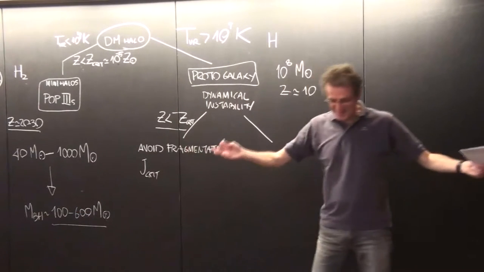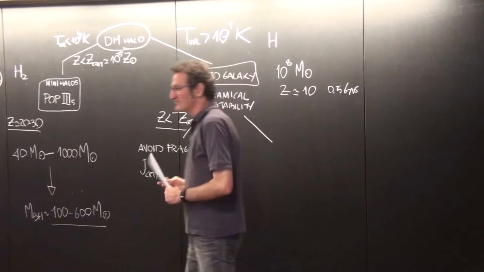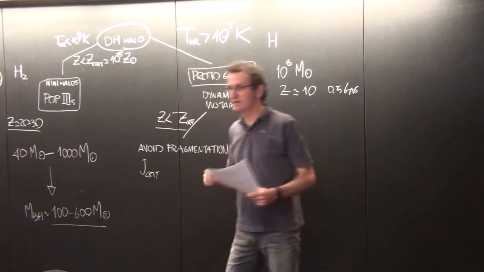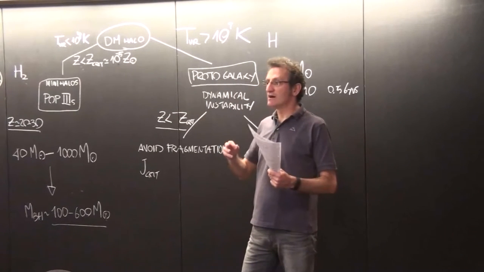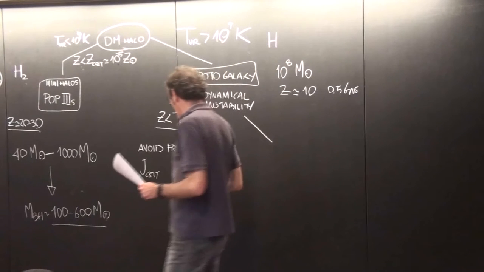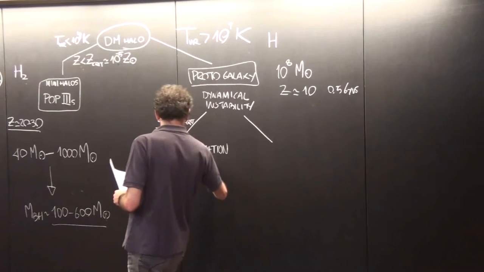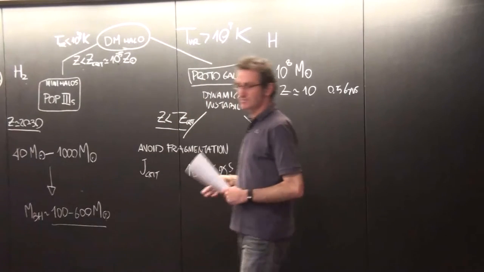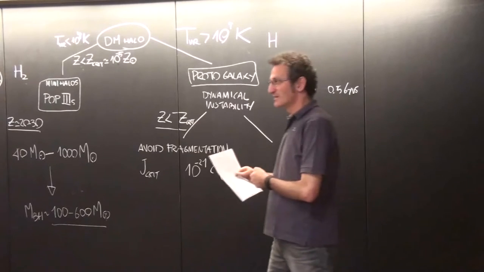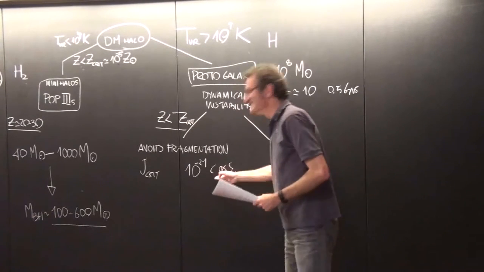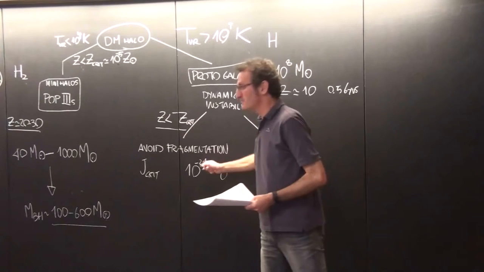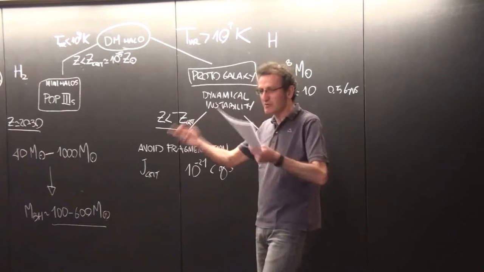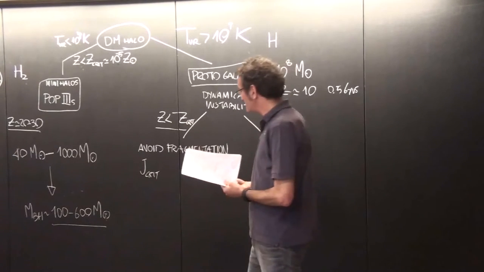J is the average intensity of the radiation field, and this J critical has to be above a given threshold, which is of the order of 10 to the minus 21 in CGS units, which are erg per second per steradian per hertz per square centimeter, okay? So 10 to the minus 21 is the typical background that you expect when you work out galaxy evolution information.